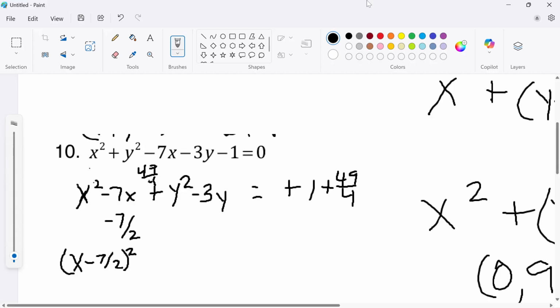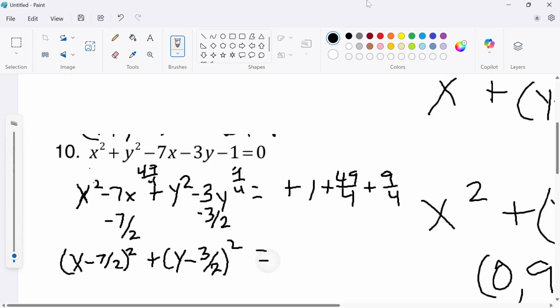Half of -3 is -3 halves. So this is going to be y minus 3 halves squared. And then negative 3 halves squared is 9 fourths, so I have to add 9 fourths to both sides. And so this equals, well, 1 is just 4 fourths. So 49 plus 9 is 58, 59, 61, 62, 62 fourths, which equals 31 halves. And I can't simplify it any more than that.